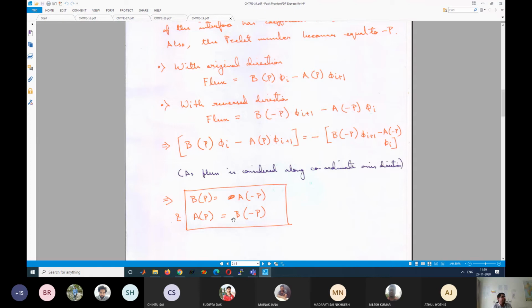If you can derive some function for a, say a is equal to 1 plus p square, I'm just writing some arbitrary function. A of p is equal to 1 plus p square. So what will be b? What will be the function b in that case? You write down in your notebook a is equal to 1 plus p square. So what will be b?